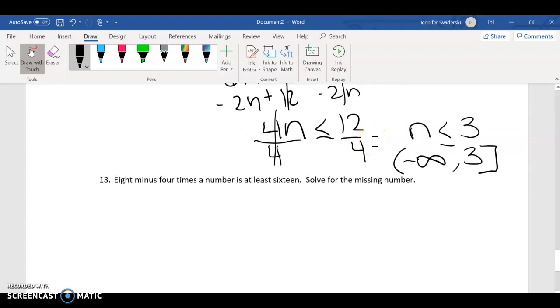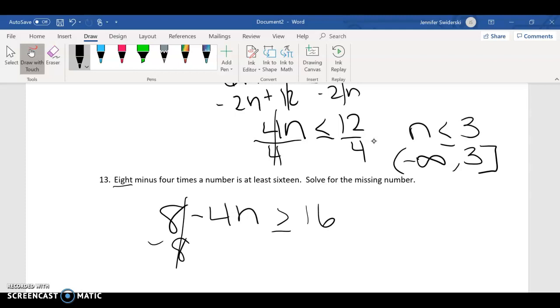This next one, it says 8 minus 4 times a number is at least 16. At least means it's greater than or equal to 16. Solve for that missing number. Well, I can subtract 8. Subtract 8, you get negative 4n is greater than or equal to 8.